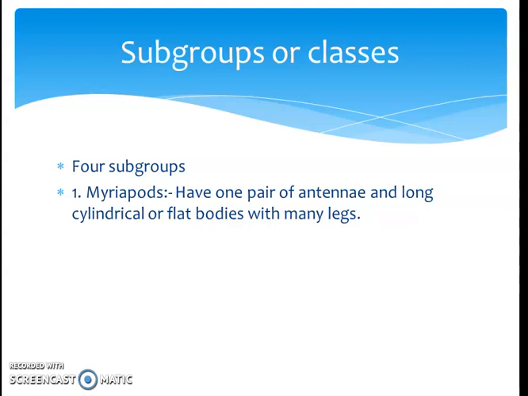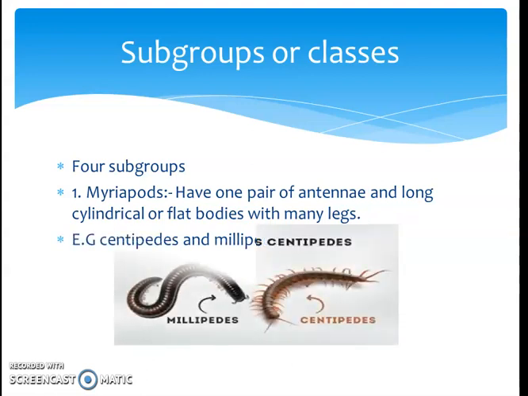myriapods. Myriapods have one pair of antennae and long cylindrical or flat bodies with many legs. Examples include centipedes and millipedes. Here is the diagram explaining the millipedes and centipedes. You can see the millipedes and centipedes. They have a lot of legs, and their body is segmented also, and their legs are jointed as well.